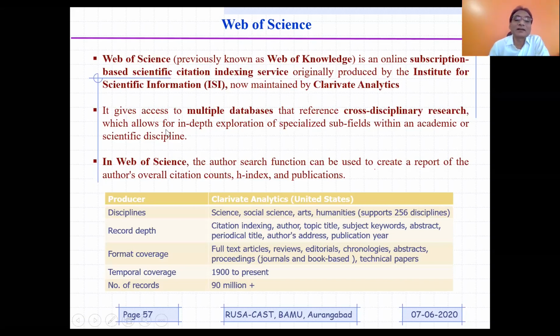This is also a multiple database, a cross-disciplinary platform, consisting of various journals and conference proceedings as well. Usually Web of Science doesn't support conference proceedings, but supports only journals. This is multidisciplinary, and a huge number of journals are supported. As I mentioned earlier, nowadays it is maintained by Clarivate Analytics, which is from the United States.